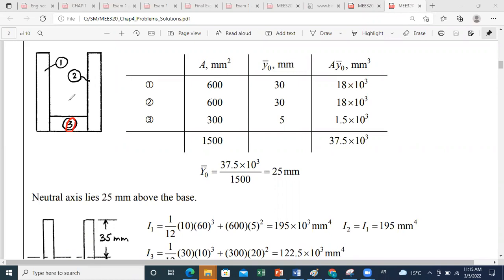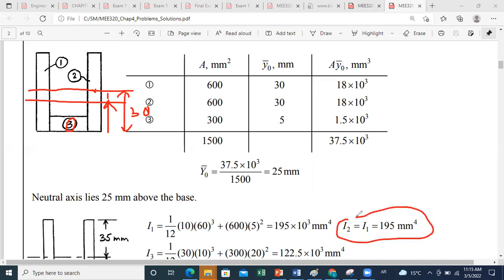1 and 2 represent the same inertia about the neutral axis. So no need to repeat the calculation for 2, because you have exactly the same dimensions and the same distance between the neutral axis and the axis passing by the centroid. Also here, the axis passing by the centroid is at 30 millimeter from the bottom, and the neutral axis is at 25. So this distance is 5. So exactly the same numbers. So you'll get I1 equals I2 without the need to do any further calculation.